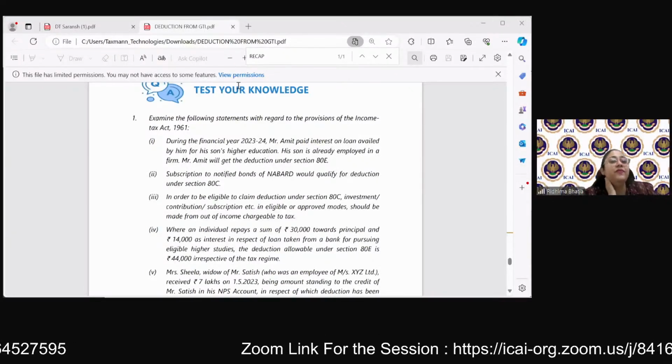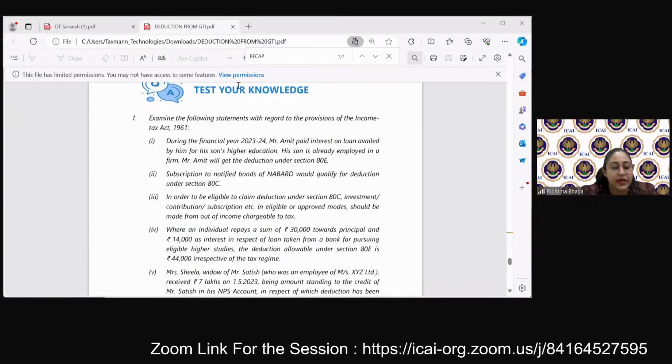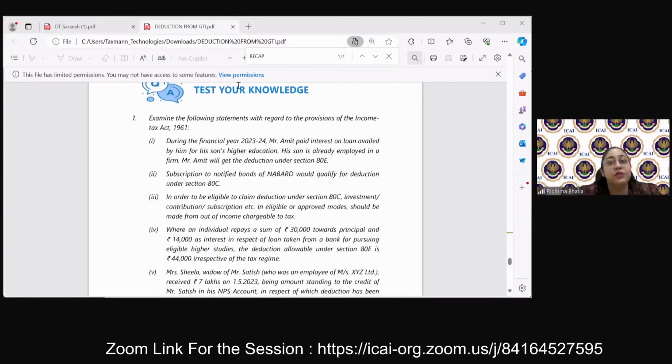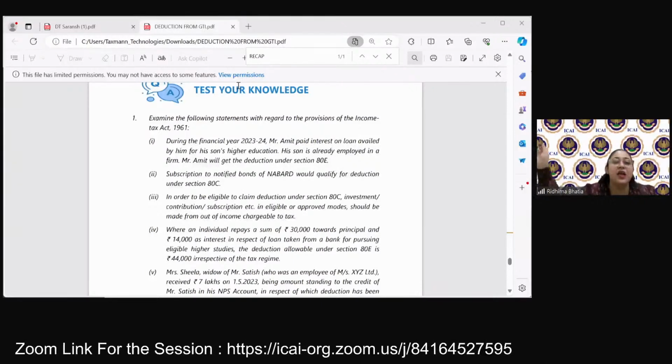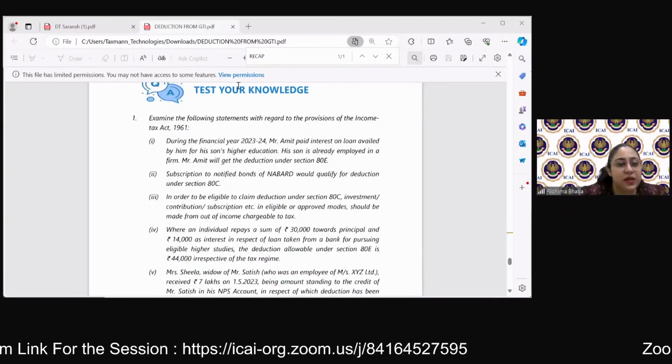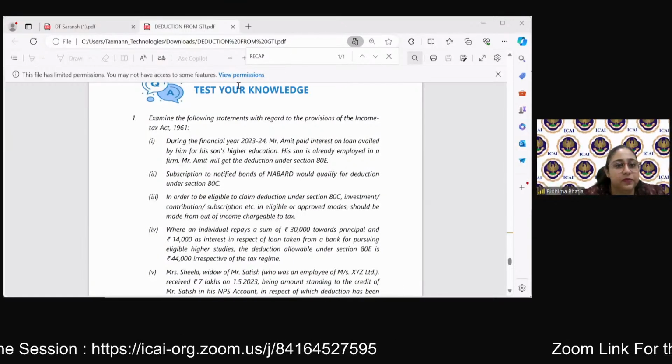So 80AC says that you have to file your return of income before time, and that is when you are claiming deductions with respect to certain incomes. That is, the list which starts from 80IA and goes till 80QQB, for that list you have to file the return on time.